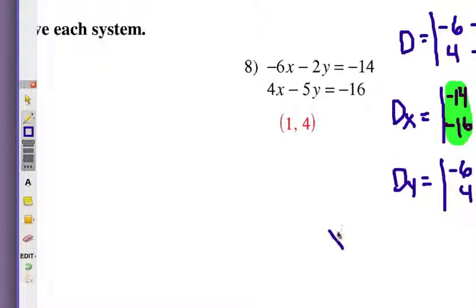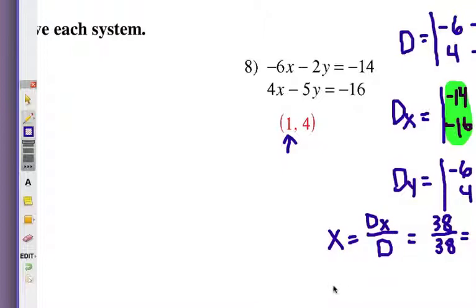All right, now we're going to put it all together. The x solution is going to be the determinant of the x divided by the determinant of the coefficients. So the determinant of the x is 38. The determinant of the coefficients is also 38, so that would have to be a positive 1. And there we go.